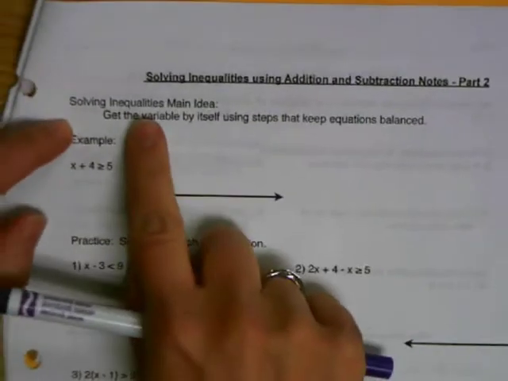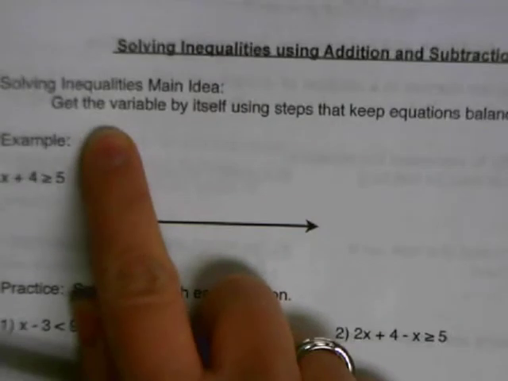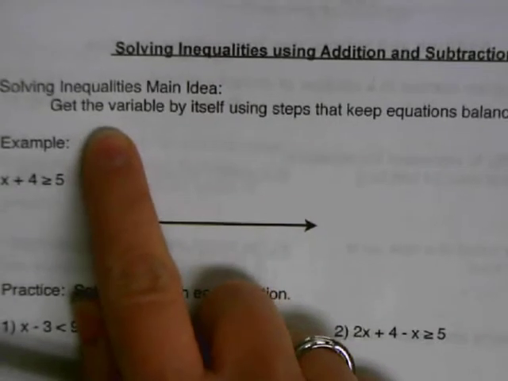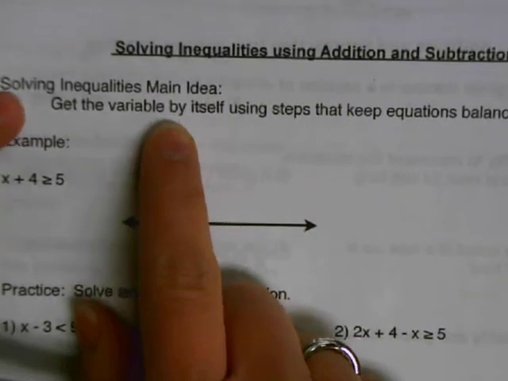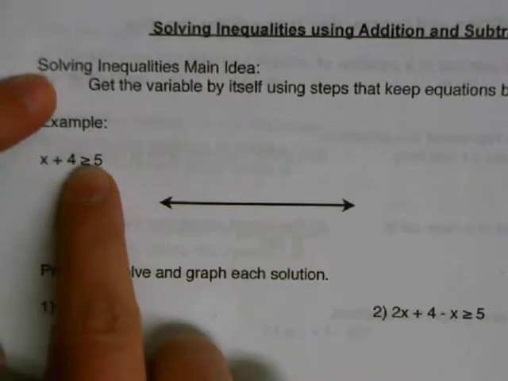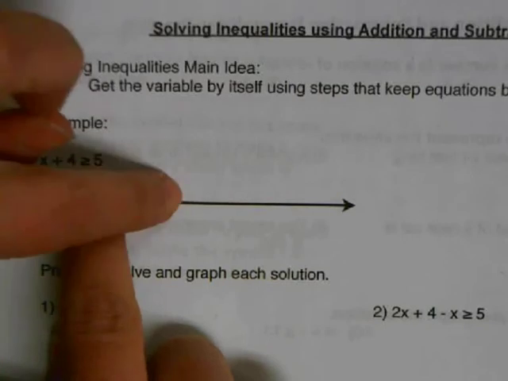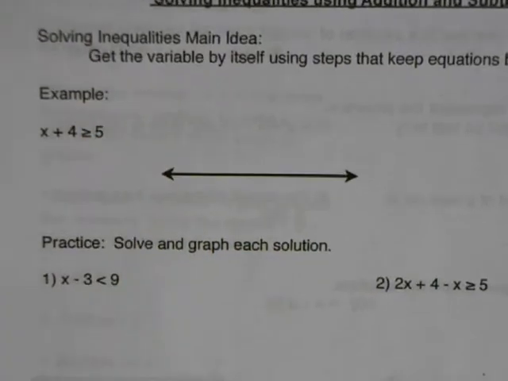So the main idea of inequalities, let's zoom in here, is that we are, just like equations, going to get the variable by itself. An inequality is treated the same way as an equation, in terms of the inequality is like that equal sign. Whatever we do to one side, we have to do to the other, and that's going to let us get our variable by itself. So for this first example right here, let's see.